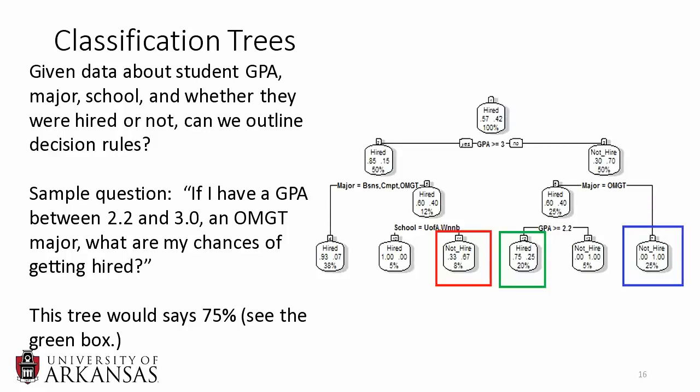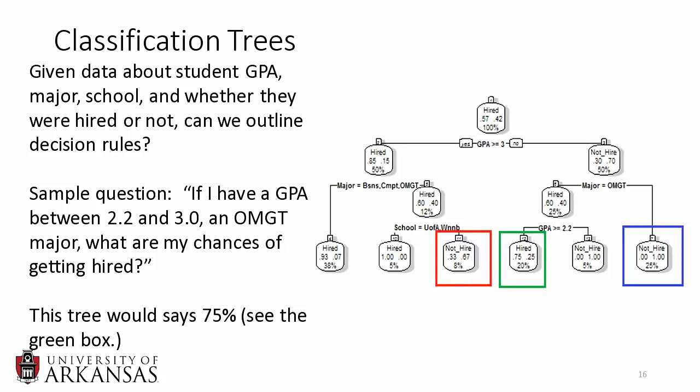So here's just an example of a classification tree. This is all data that I generated for this particular assignment, but I'm hopeful that it's actually somewhat true in the real world, because it has people with good grades getting better job offers. So we say, given data about student GPA, major, and school, and whether they were hired or not, can we outline some decision rules here?